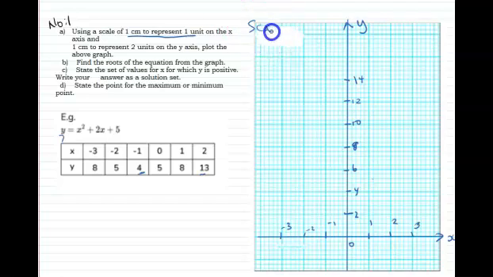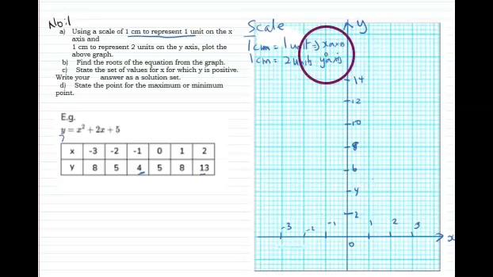So your scale will be, now this is really important, you're going to get a mark just for this, right? You'll have to say 1 centimeter for 1 unit on the x-axis, and then you say 1 centimeter for 2 units on the y-axis, right? And you put it kind of nice and neatly somewhere there, right? Now let's start to plot points. So I'll do that in another color.